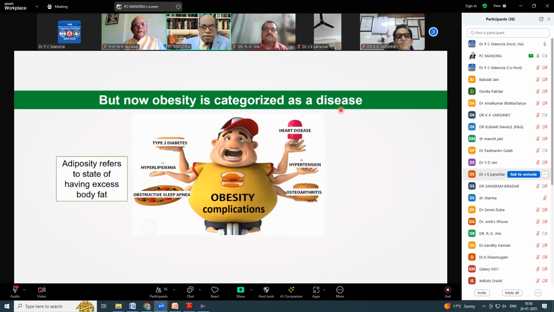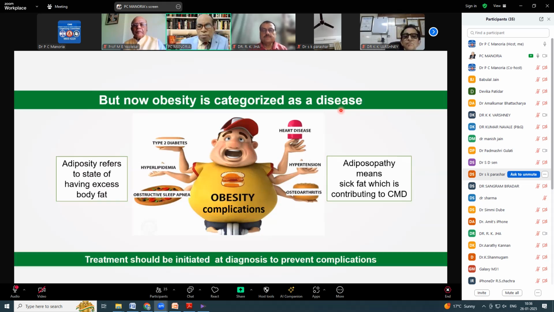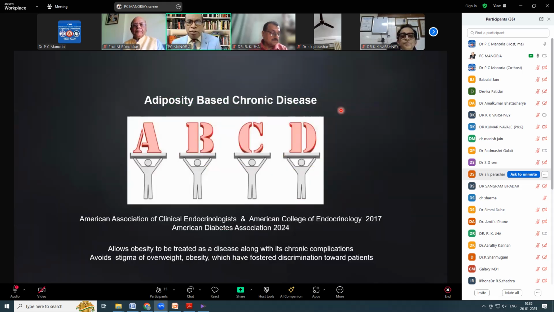Adiposity refers to a state of excess fat in the body, whereas adipopathy means that the fat has become sick and is contributing to cardiometabolic diseases. And the big message is treatment should be initiated at diagnosis to prevent complications. So adiposity has been renamed ABCD, adiposity-based chronic disease, by all professional bodies, because this allows obesity to be treated as a disease along with its complications, and also avoids the stigma of overweight and obesity, which may have fostered discrimination towards the patient.